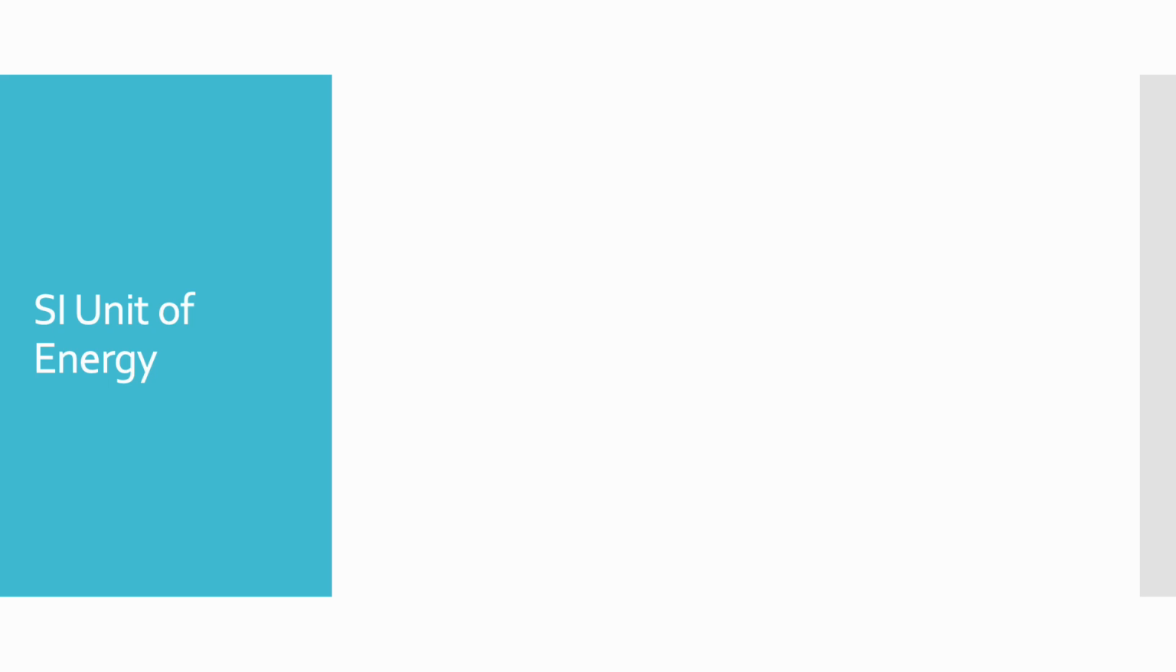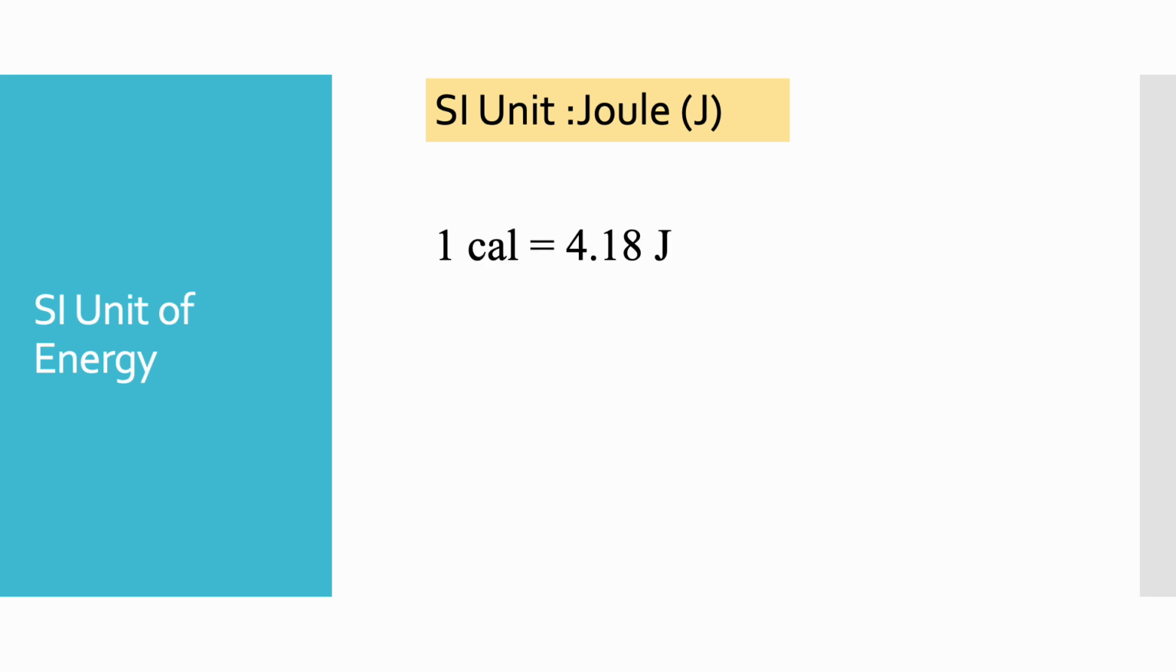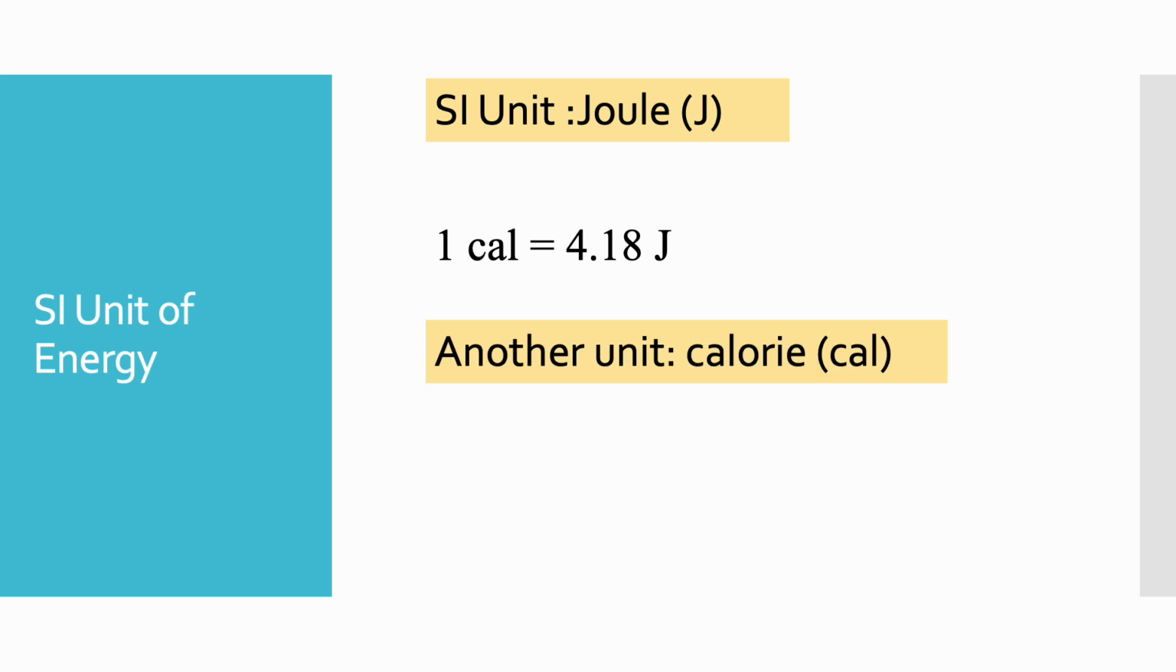The SI unit of energy is joule. 1 joule is defined as the work done when a force of 1 Newton moves an object 1 meter in the direction of the force. Another unit is calorie. 1 calorie is 4.18 joules, and 1 kilocalorie is equal to 4180 joules.